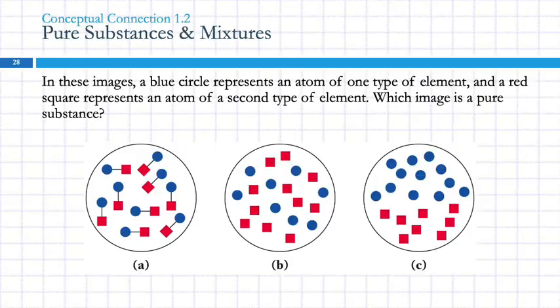It's just so much easier to talk about it with the pictures. Okay, here's some more pictures. So in these panels here, A, B, and C, a blue circle represents one kind of atom, type of element, and a red square represents a different one. Question is, which of these images represents a pure substance?